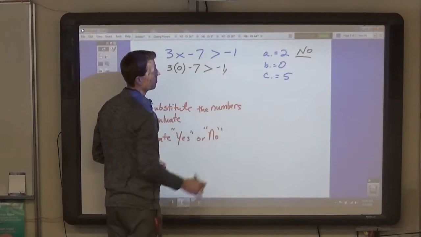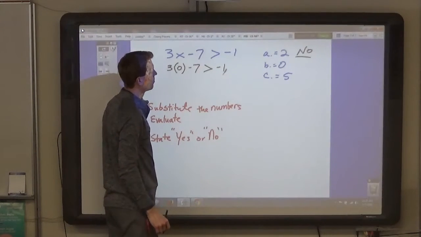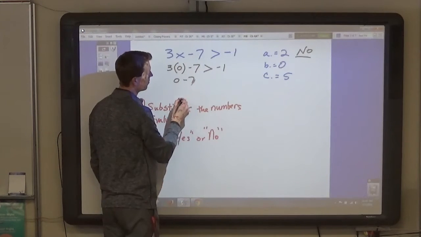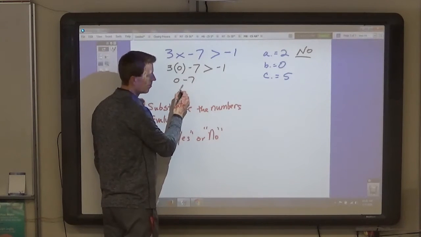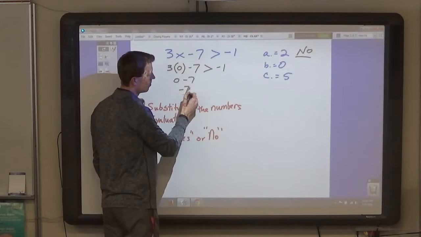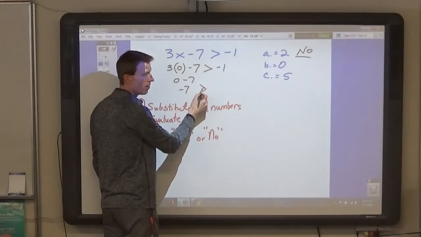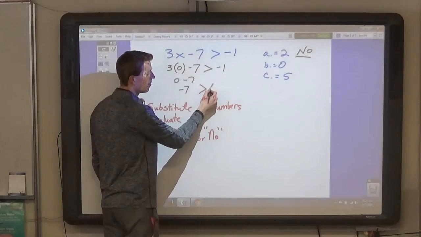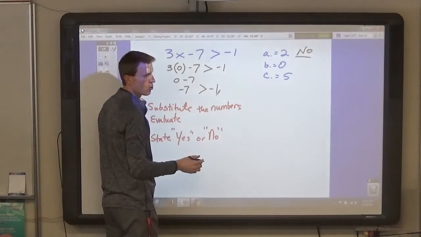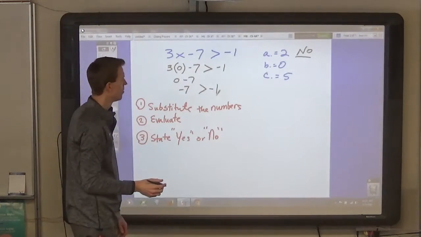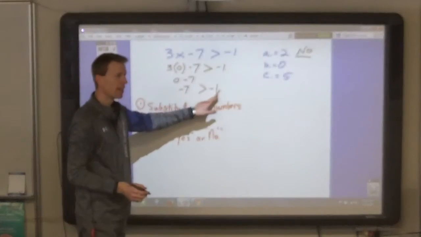And then -1. So 3 times 0 is 0, minus 7 is -7. Yeah, that's right. So is that a true statement? What do you say here? Greater than -1. So that could be a true statement. But so could 5. Wait, what? Is -7 greater than -1?